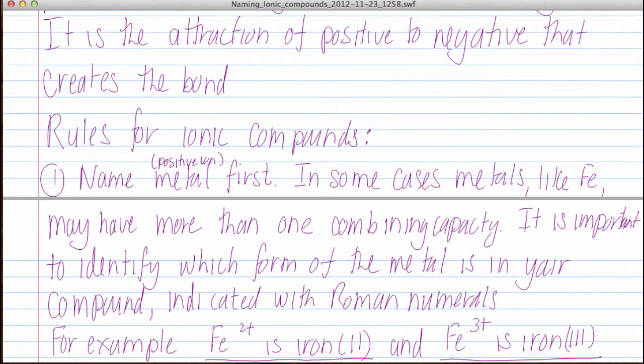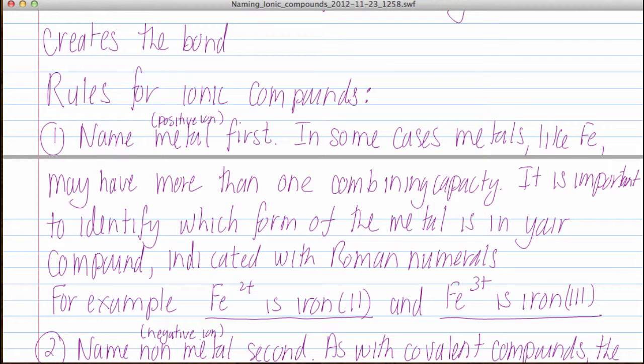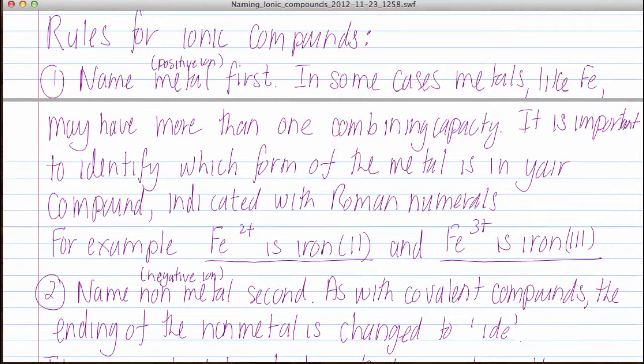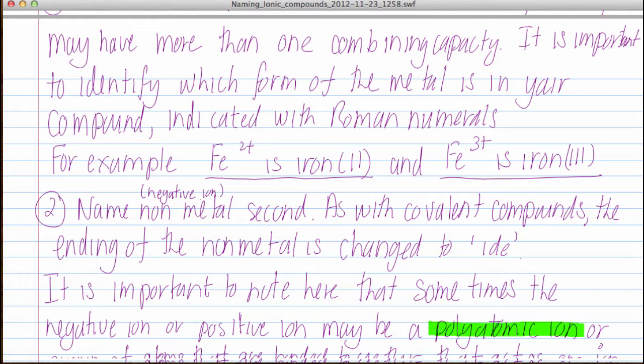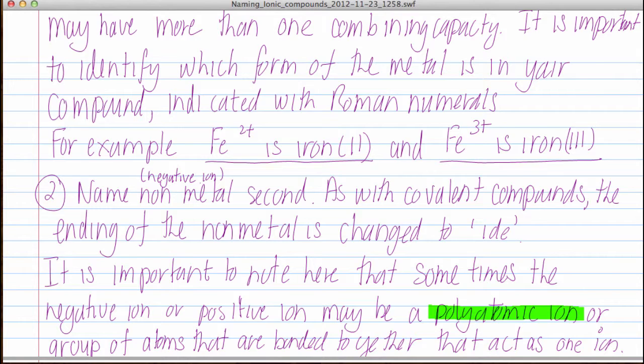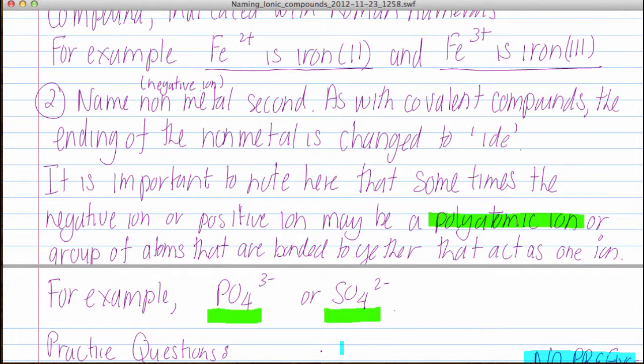So some rules to follow: we name the metal first, and in some cases the metals like iron, Fe, or some of the other ones found in the middle of the periodic table can have multiple combining capacities. So it's important when you're naming your compound to determine which form of the metal is in your compound. And we do that by indicating it with Roman numerals. For example, iron can be iron II, or iron III. The second thing to do is name the nonmetals.